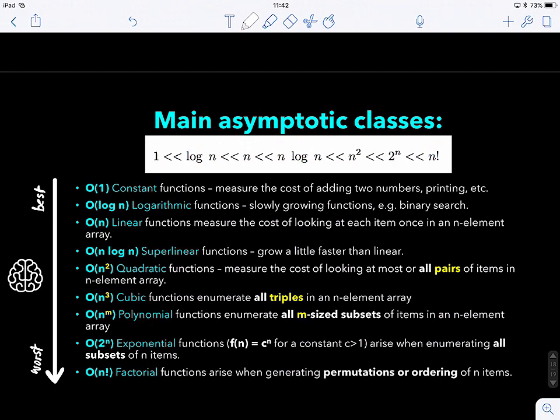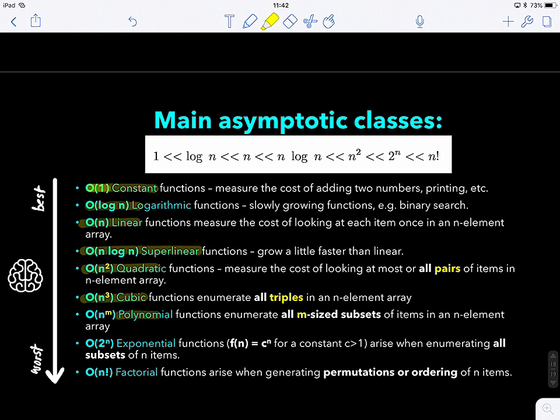Let's look at them quickly. We have O of 1, which is the constant time. We have O of log n, which is called the logarithmic function. These are slowly growing functions, almost constant time. We have O of n, which we call linear. N log n, superlinear. N squared, quadratic. Cubic. This is basically polynomial.